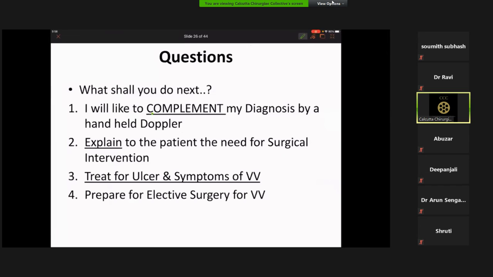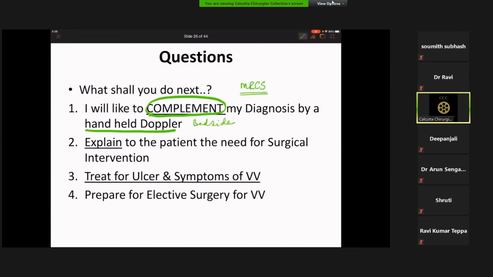Sir, I would like to complement my diagnosis by doing a handheld Doppler. If you have not seen a handheld Doppler, now it is my turn to show you. Remember, in an MRCS examination this is a mandatory requirement. You need to know how to complement your diagnosis, meaning how you achieve and confirm your diagnosis clinically. So the handheld Doppler is a bedside tool. It is not a lab one.